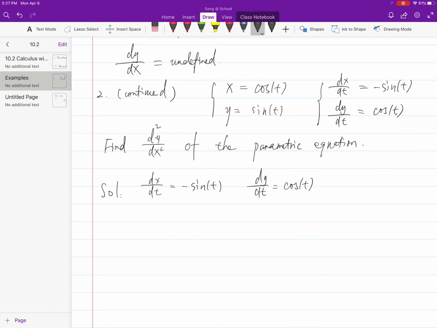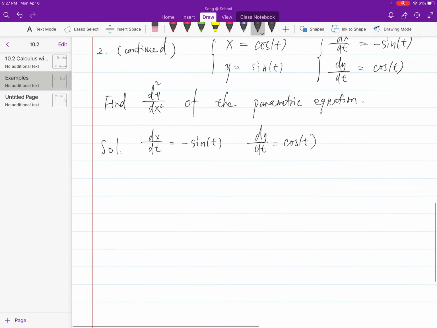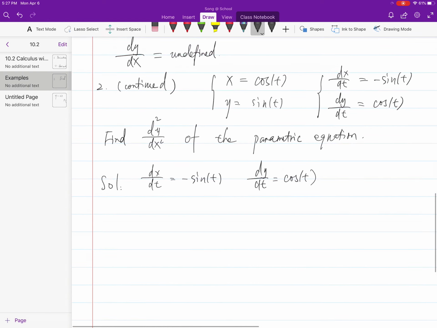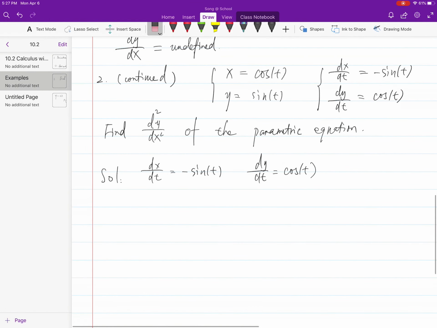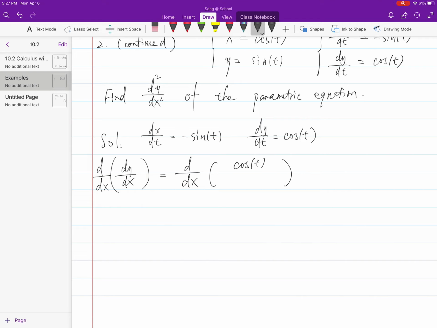So I basically have dx over dt and dy over dt already calculated. I want to know the second derivative of this, right? And we found it's not just taking the derivative of these two with respect to t a second time; that doesn't work. But now let's think carefully about what we mean by this. This means I already have dy over dx, and I want to take the derivative of that with respect to x again.